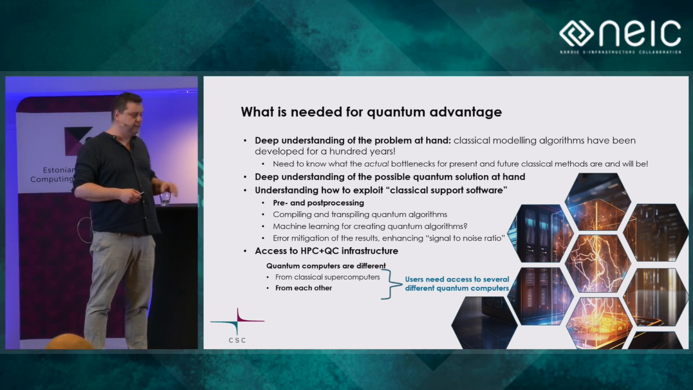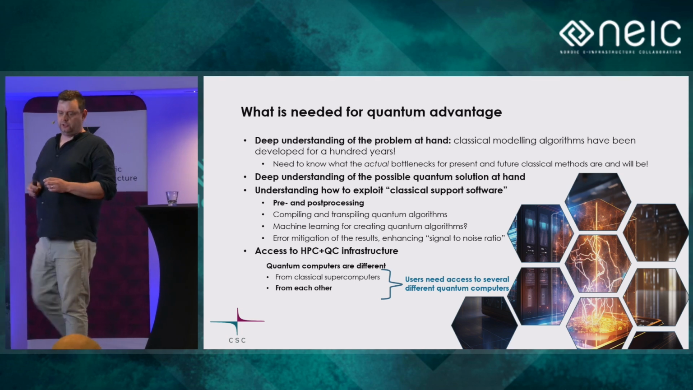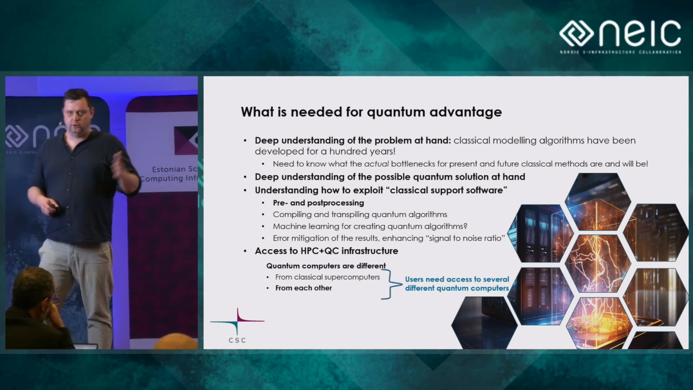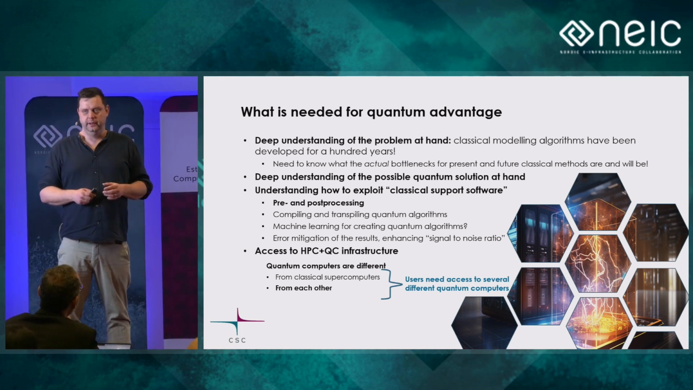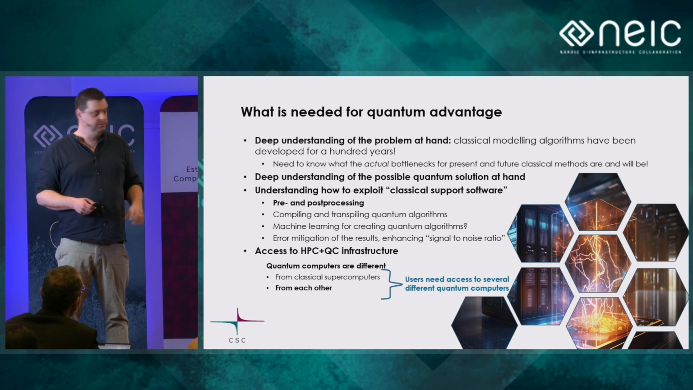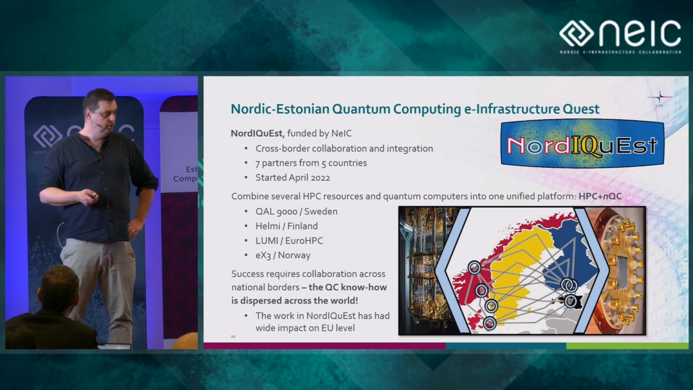They are completely different from classical supercomputers, but they're also different from each other. And this means that in order to actually start developing the software needed, both the classical software and the quantum algorithm, the users need to have somewhere to test this out and see how it works. So users need really access to several different quantum computers.